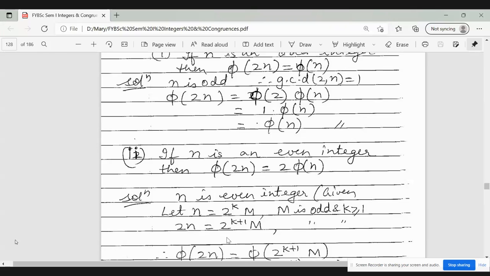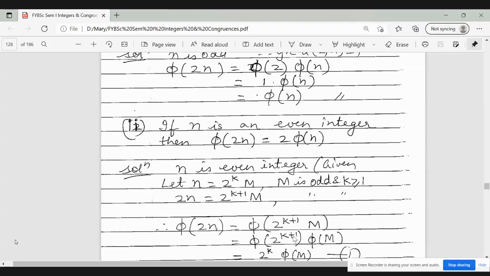Now GCD of 2 and m is 1. So phi of 2n will be phi of 2 raised to k plus 1 into m. Now phi of 2 raised to k plus 1 is actually done earlier. You can find it as 2 raised to k plus 1 minus 2 raised to k, which comes out to be this. So this is 2 raised to k into phi of m.